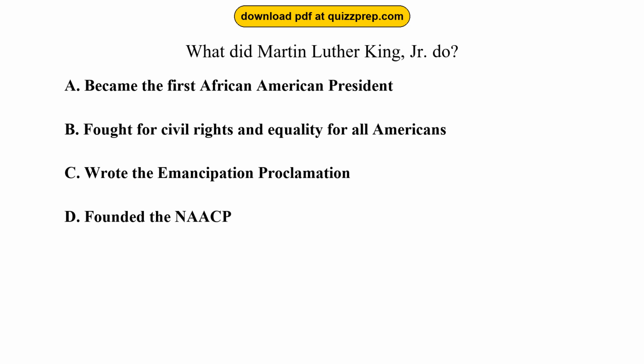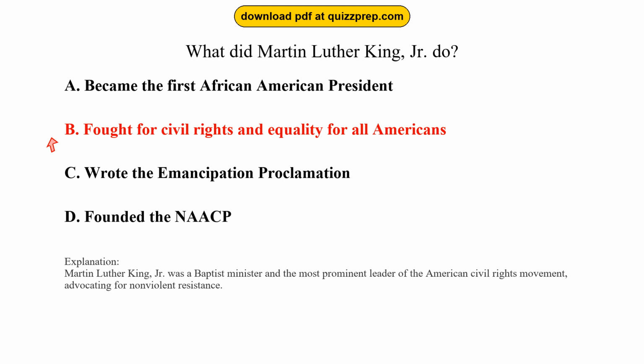Question 91. What did Martin Luther King, Jr. do? Option A, became the first African American president. Option B, fought for civil rights and equality for all Americans. Option C, wrote the Emancipation Proclamation. Option D, founded the NAACP. The correct answer is option B, fought for civil rights and equality for all Americans. Martin Luther King, Jr. was a Baptist minister and the most prominent leader of the American civil rights movement, advocating for nonviolent resistance. Question 92.